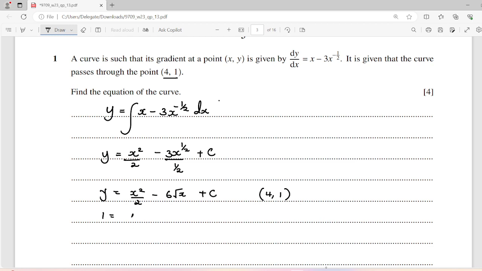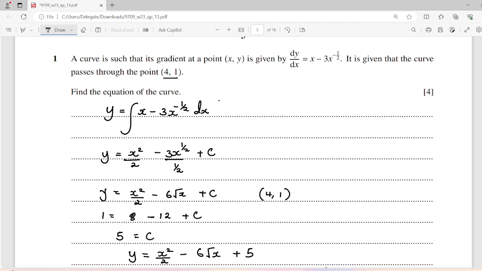4 squared over 2, which is going to be 16 divided by 2, which is 8. And then minus 6 times root of 4, which is 2, so minus 12, then plus c, going to be negative 4, so we shall end up having a 5 equaling to c. So I've gotten my c, so this implies that my equation of the curve is y equaling to x squared over 2, then minus 6 root of x, then plus 5.